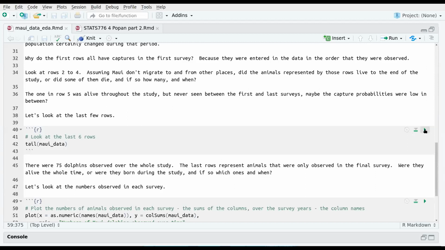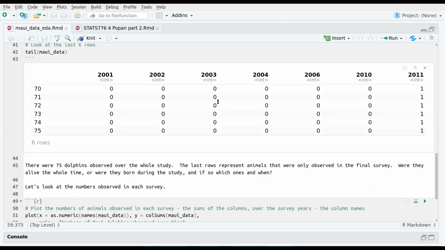Let's have a look at the last few rows. And here, of course, these are the last dolphins that were observed. So they were only observed in the last survey. And you can see that there's a total of 75 rows in the data. So 75 animals observed altogether. So it's a pretty small data set, but it's not surprising given what we'll see about how small the population is.